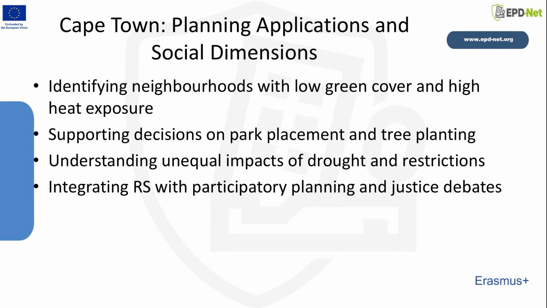By combining remote sensing metrics with socio-economic data and community input, planners and researchers can better understand how drought and water restrictions have uneven impacts, for example where lawns and gardens are preserved in affluent areas while informal settlements have little vegetation to lose. This example highlights that remote sensing information is not neutral. It can help make inequalities visible, support claims for more equitable investment and feed into participatory planning processes that seek to balance ecological resilience with social justice.